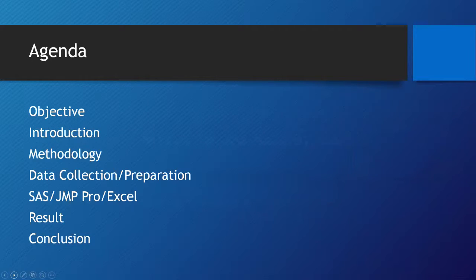Here is our agenda. First, we'll start off with the objective of our project. Then we'll introduce you to the meaning of our project, the purpose. Then we'll go into the methodology, the different methods we used for our project to determine this information. We'll go into the data collection and preparation. Then we'll go into the different programs we use to conduct this project, which are SAS, JMP Pro, and Excel's StatTools. And we'll go into the results and the conclusion.